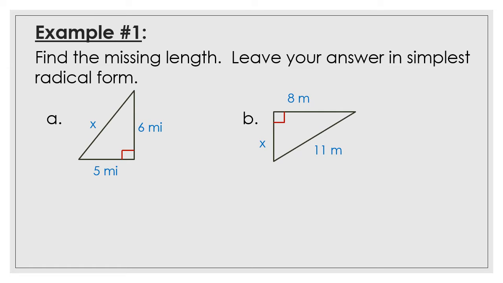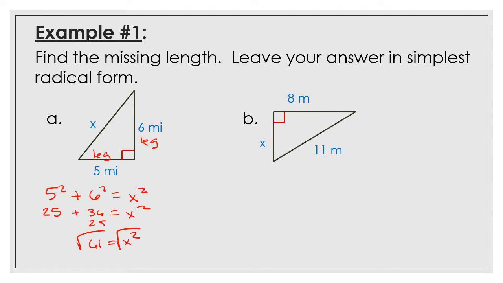If we look at this picture in problem A, here we have one of my legs, and here I have another one of my legs. So I'm going to take 5 squared plus 6 squared, and that is going to equal my hypotenuse, which is x squared. To go ahead and work on that math, 5 squared is 25, and 6 squared is 36. If we add 25 and 36, we get 61.